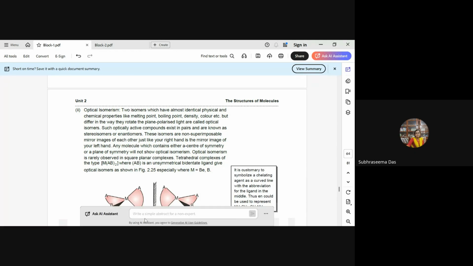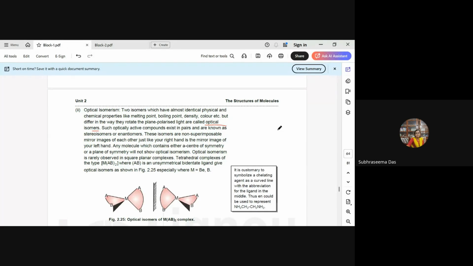So now coming to optical isomerism. Two isomers which have almost identical physical and chemical properties, like melting point, boiling point, density, color, but they differ in the way they rotate plane polarized light, are called optical isomers, and this activity is called optical activity.